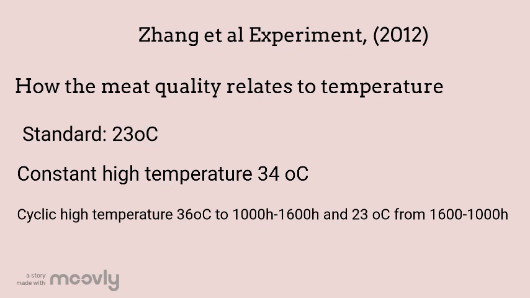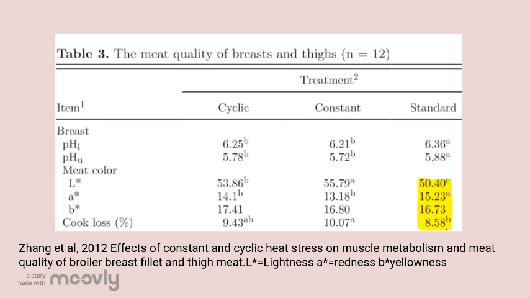The Sangerol experiment sought to understand how the quality of the meat was related to the temperature. For this, several samples were placed in different treatments: standard, constant high temperature, and cyclic high temperature. In this table, the results of the previous experiment are presented. L is lightness, A is redness, and B is yellowness. It also presents the result of the cook loss. It was observed that only at standard temperature were there better results. Also, the cook loss was less, indicating that the meat is of better quality.